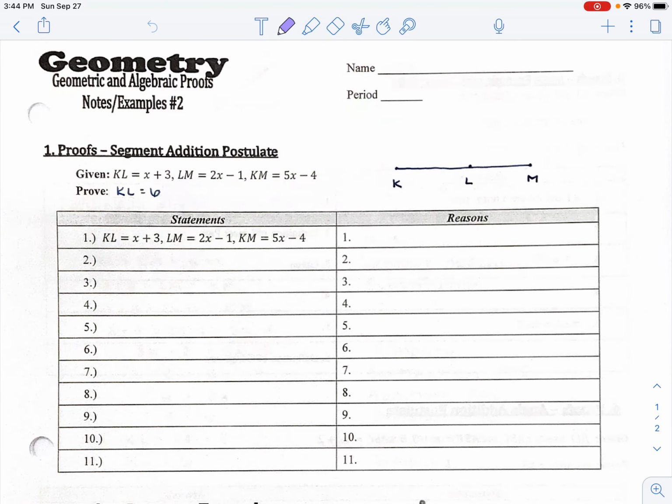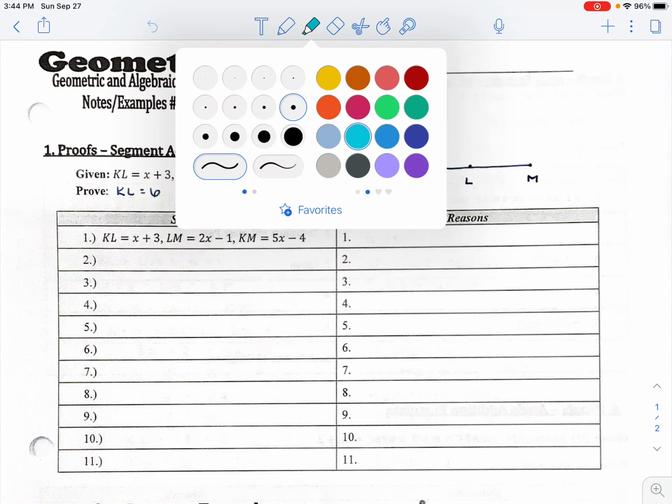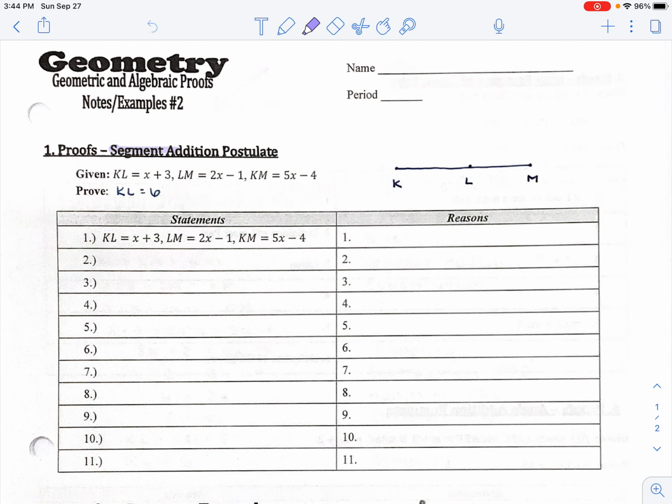Alright guys, hello. Today we're doing some more geometric proofs here. They're going to still have some of the algebraic idea that we did in the last video notes, but we're going to do a little bit more for different, more reasons that you can add to that list of reasons we have. And these are going to be more terms from geometry. Alright, so the first one here is actually an example of the segment addition postulate.